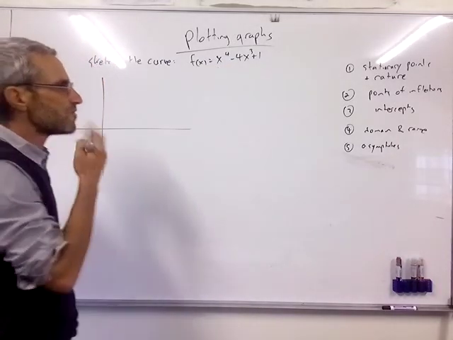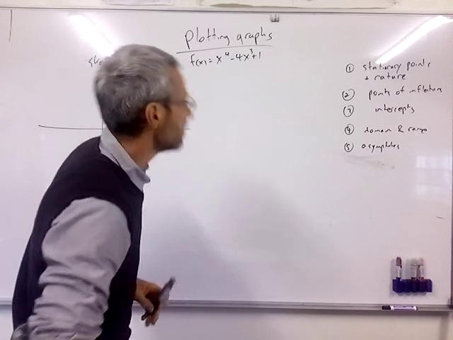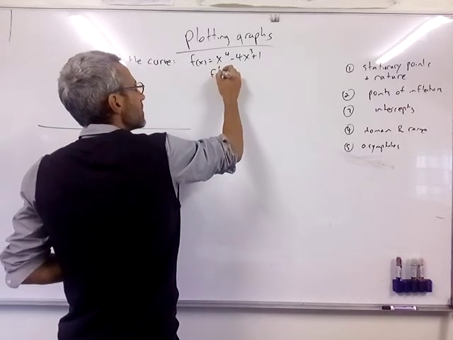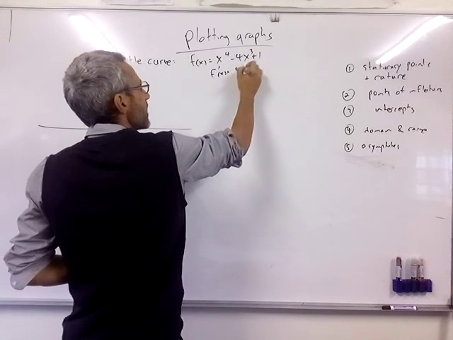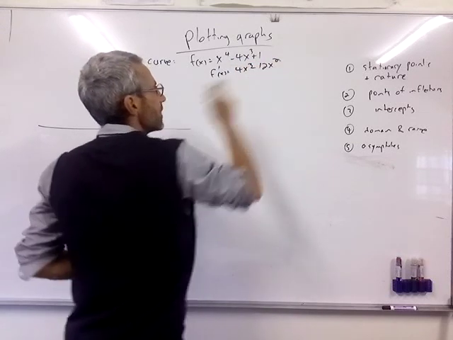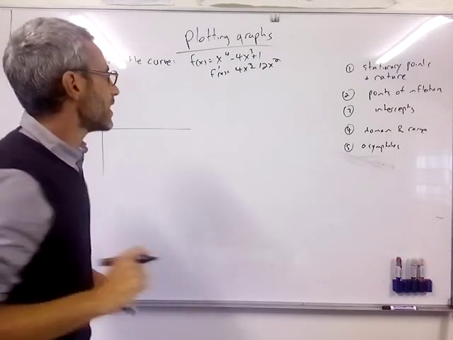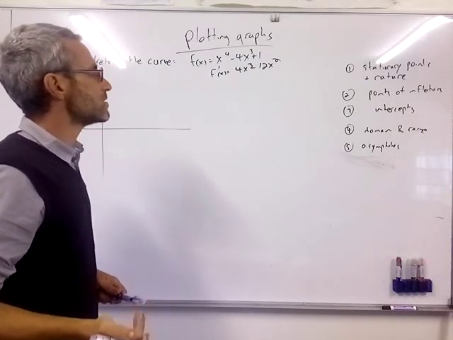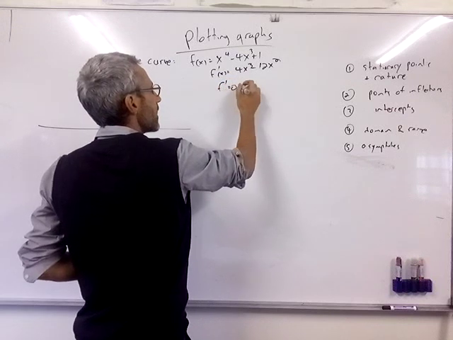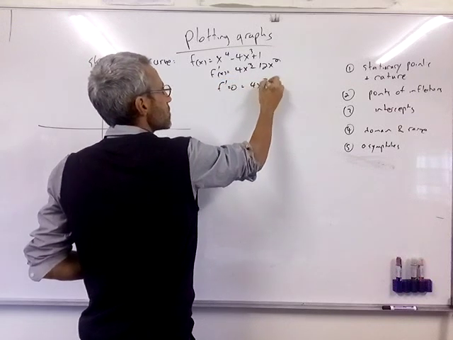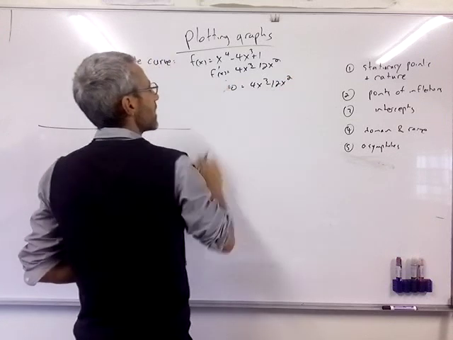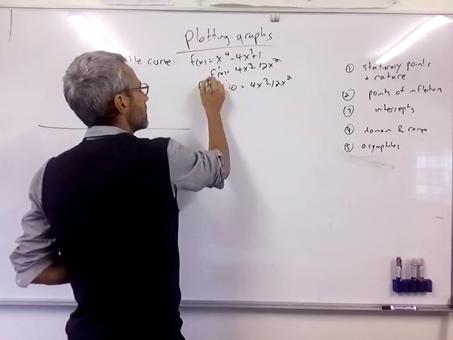To find the stationary points, I need to find the first derivative. The first derivative is 4x cubed minus 12x squared. Now what happens at a stationary point? The first derivative is 0. So we have 4x cubed minus 12x squared equals 0. That's at the stationary point.